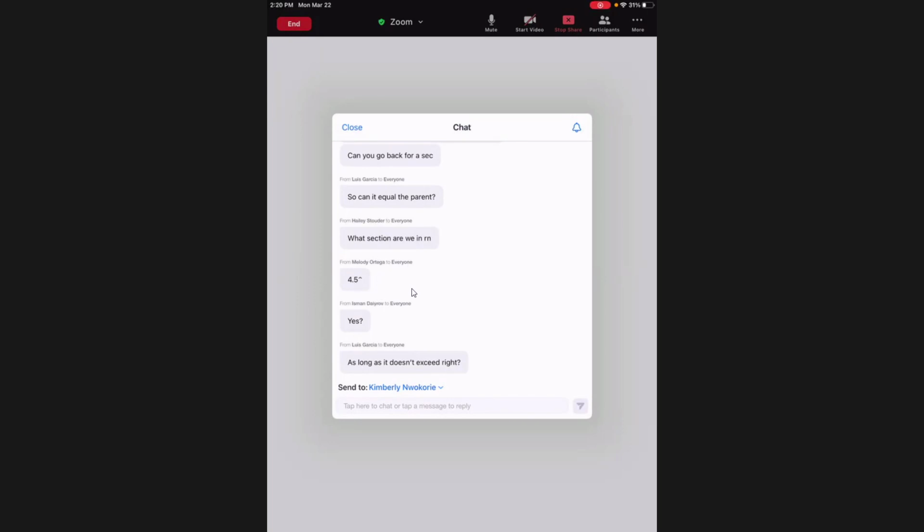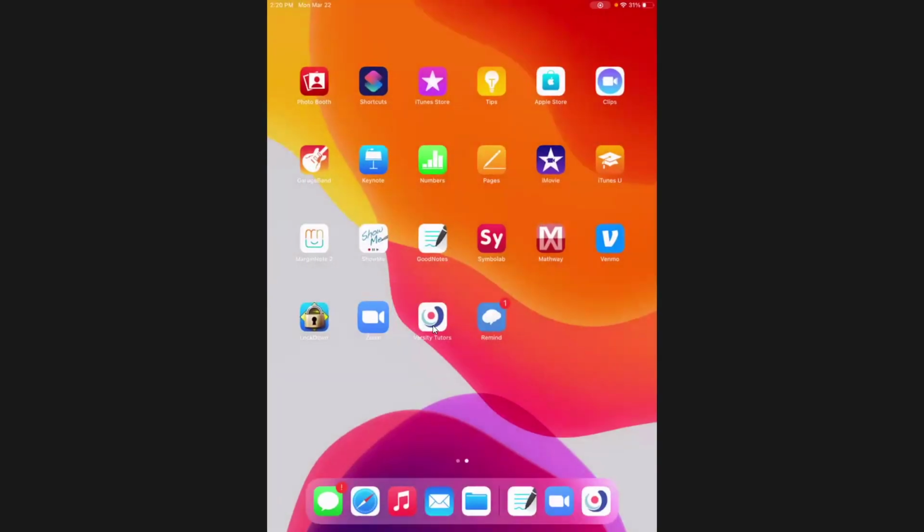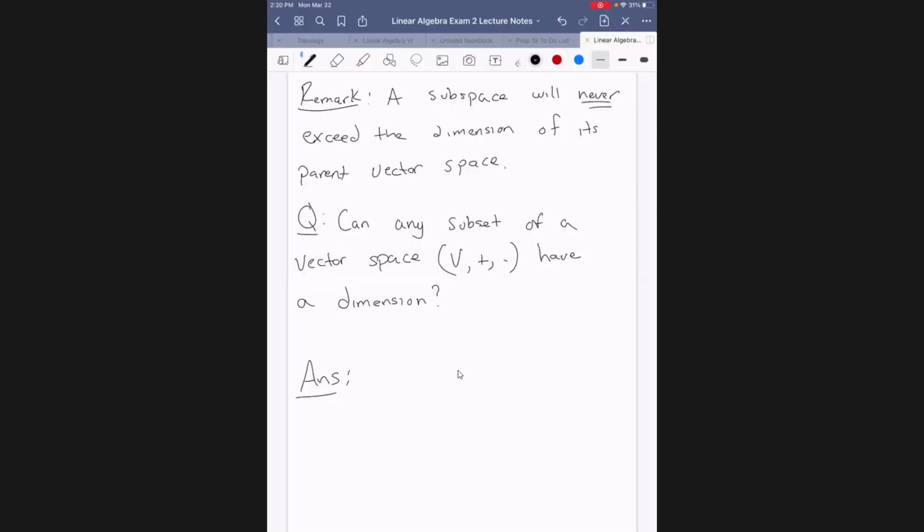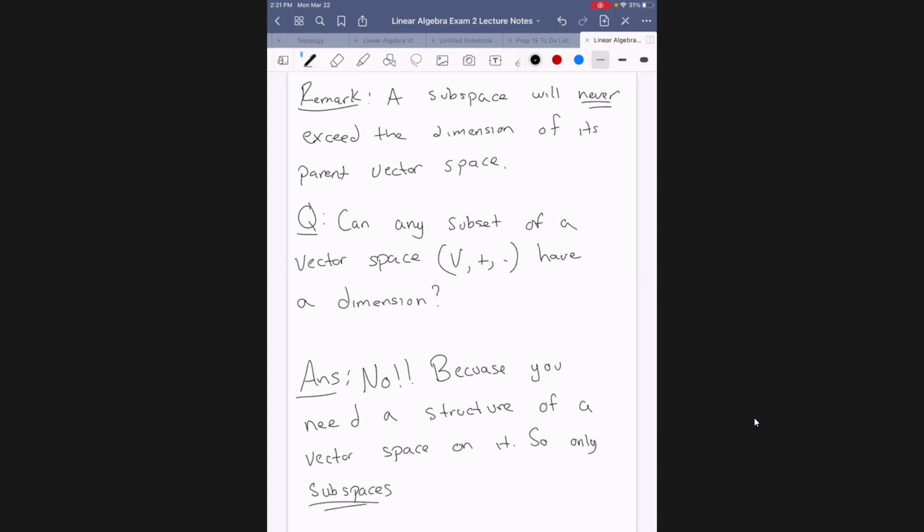And the answer is actually no, it can't. So here's the reason why. The answer is no, because you need the structure of a vector space on it. So only subspaces can have dimension.